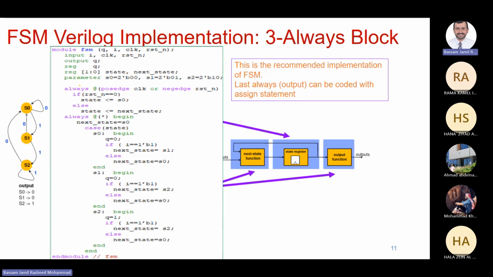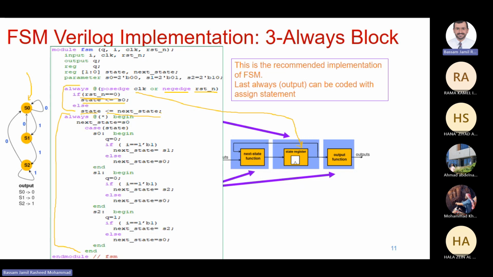Now you can see here I have implemented this flip-flop using two always blocks. This always block implements the current state. If I have a reset, and by the way, this is a low active reset, that's why we say negative edge. If reset_n equals 0, then the state is sent back to state 0. This is the reset when I reset the state machine. Otherwise, the state will be assigned the next state.